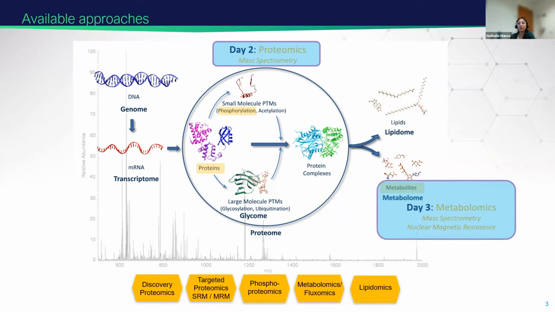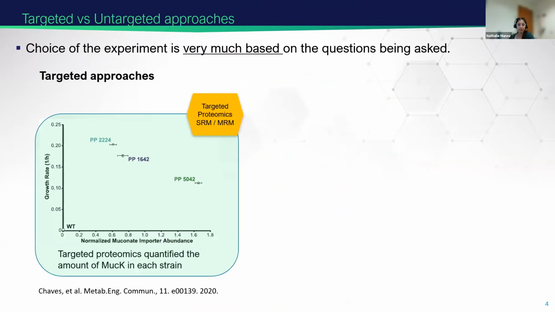However, it's important to note that we don't need to do all of the omics with all of the samples that we get. There are different approaches that we can take depending on the question that we want to answer. The choice of experiment is very much based on the questions being asked. We can use targeted approaches or untargeted approaches.